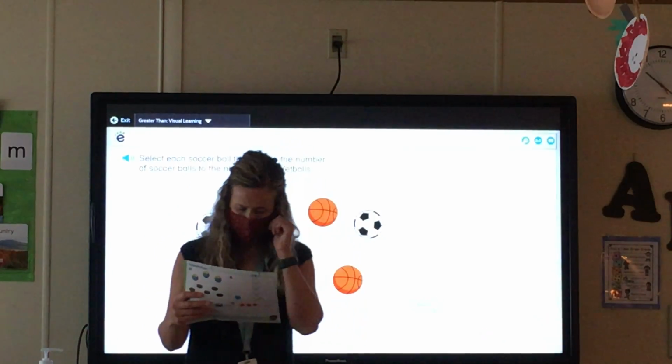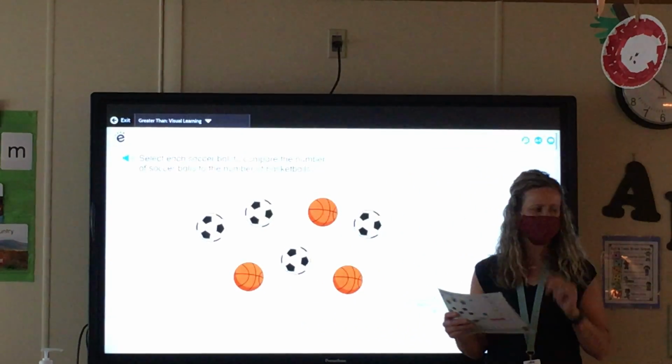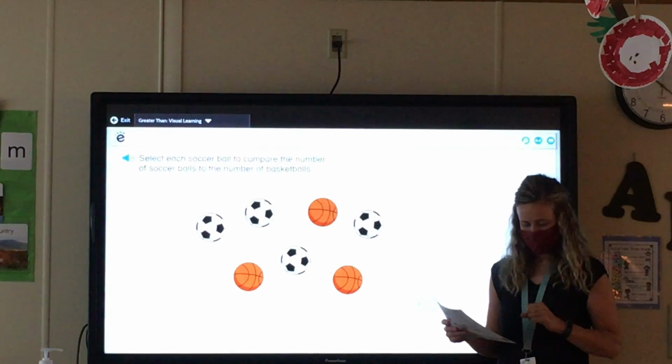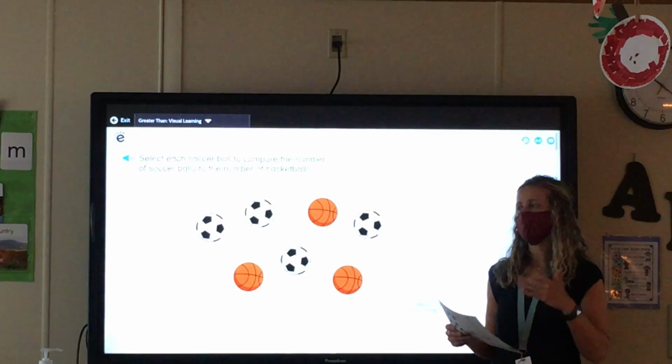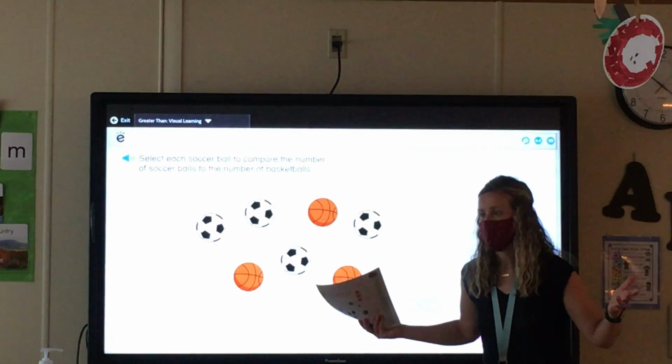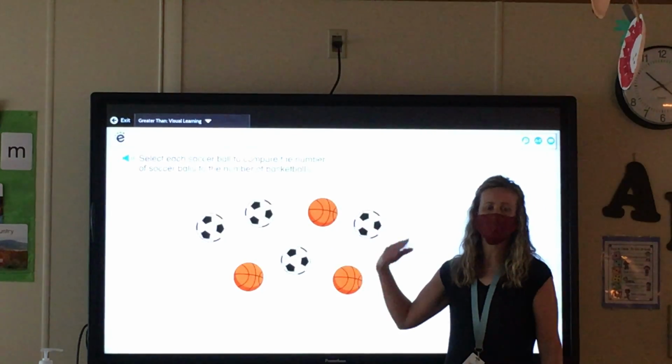Okay. That's the basketball. He doesn't want us to circle anything or put an X. All right, so again, which group has a greater amount? Soccer balls or basketballs, everybody? Soccer balls, because we have one extra one, so that means that number is greater.